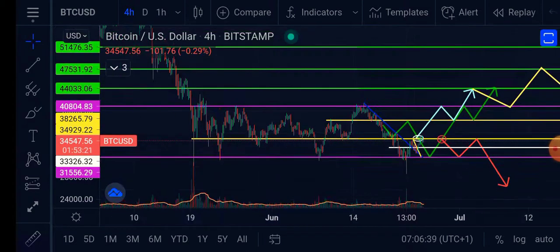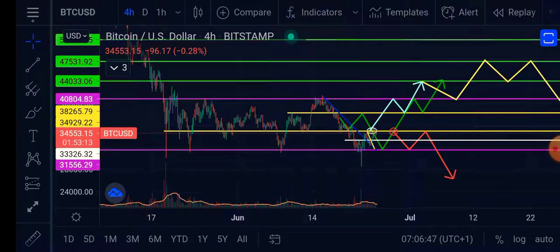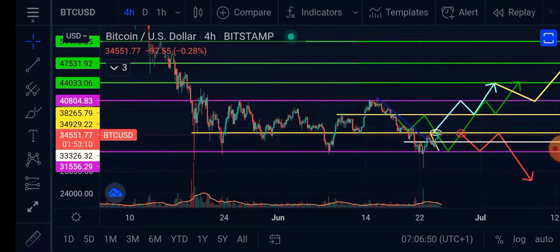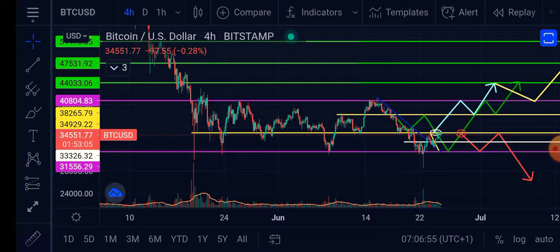So this is the 4 hour time frame for Bitcoin, and as we can see, we have been ranging since we bottomed here on the 19th of May. We've been ranging around 30k, though it's not specific, it's like between 31, 32 there, but we'll just call it 30k. So we've been ranging between 30k and 40k or 41k, between those two purple horizontal lines.